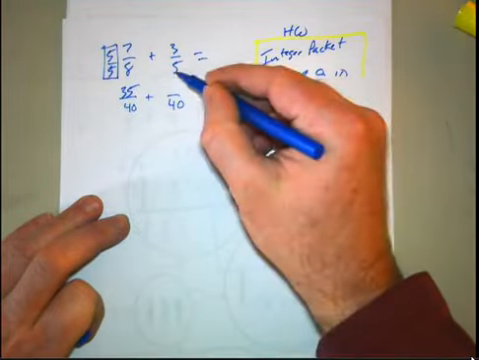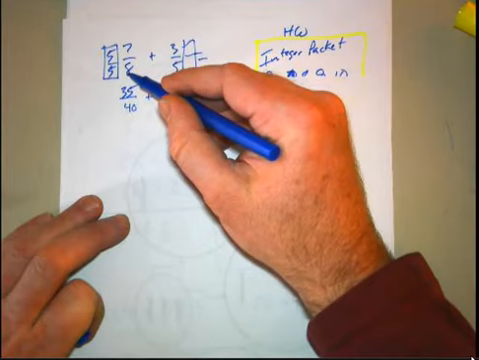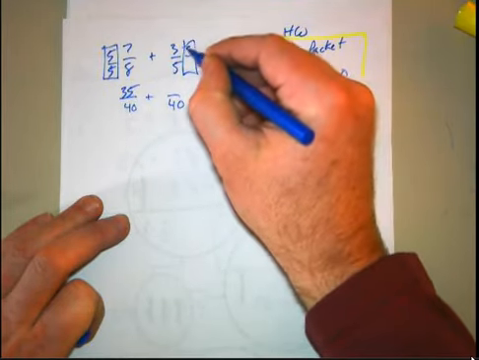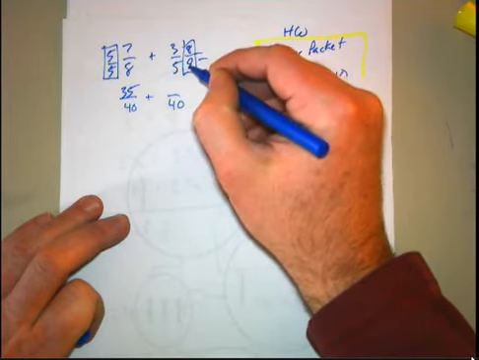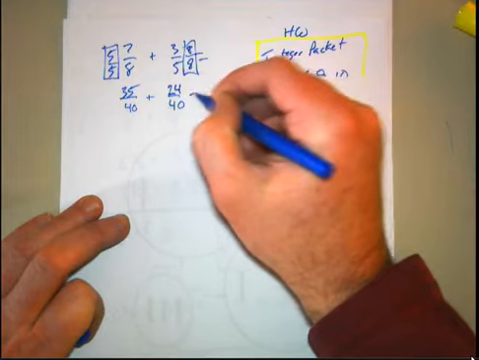How many times does 5 go into 40? 8 times, because you multiplied 8 times 5 to get 40. So your giant one is 8 over 8. 5 times 8 is 40. 3 times 8 is 24.